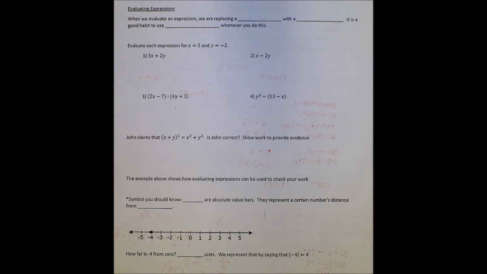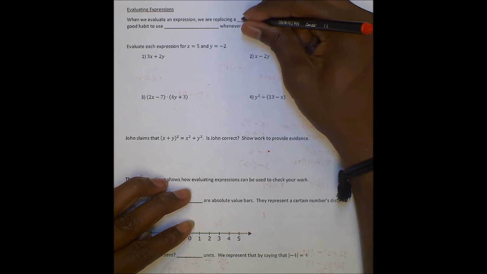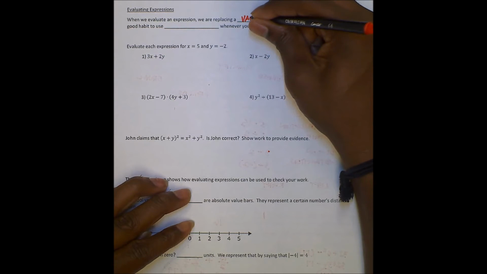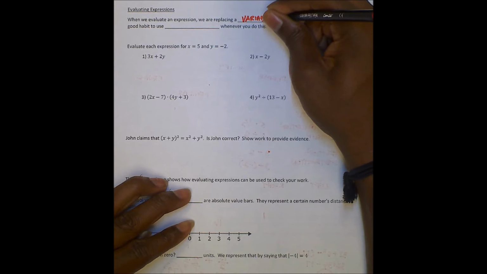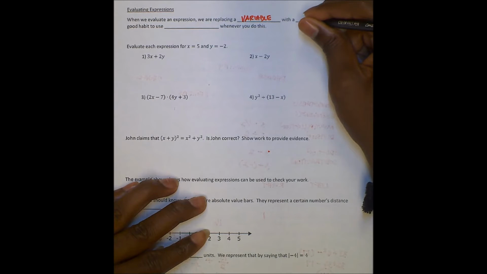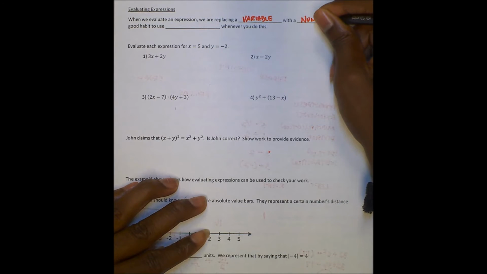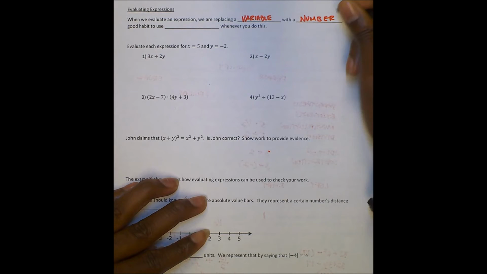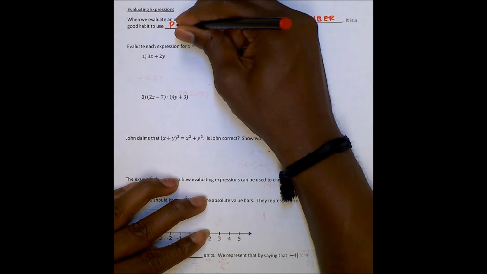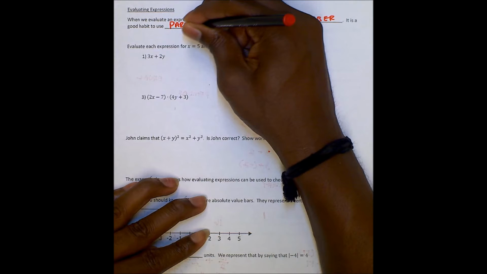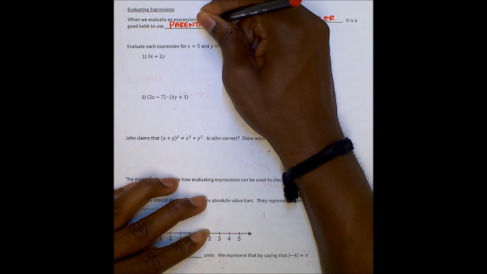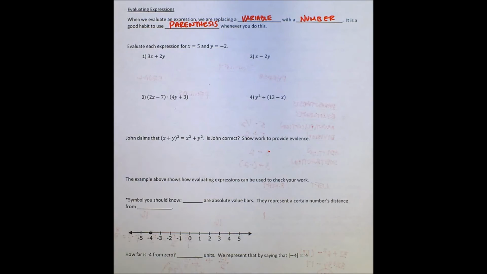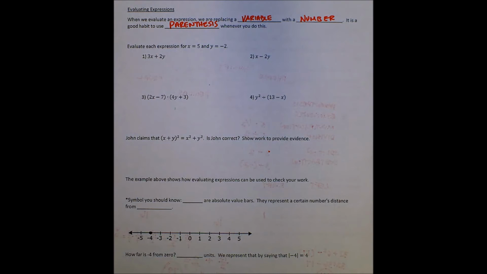So, evaluating expressions. When we evaluate an expression, we are replacing a variable with a number, or an unknown with a known. It is a good habit to use parentheses whenever you do this. That way, when you plug it in, you're able to simplify correctly.